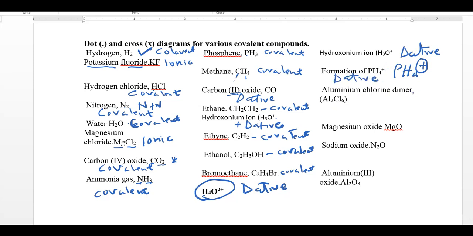Aluminium chloride dimer. Now, this is another exception. Aluminium, despite the fact that aluminium is a metal and chlorine is a non-metal, this one does not undergo ionic. It doesn't undergo ionic. So, instead, it undergoes covalent and then finally finishes with dative. Therefore, aluminium chloride dimer undergoes dative bonding.